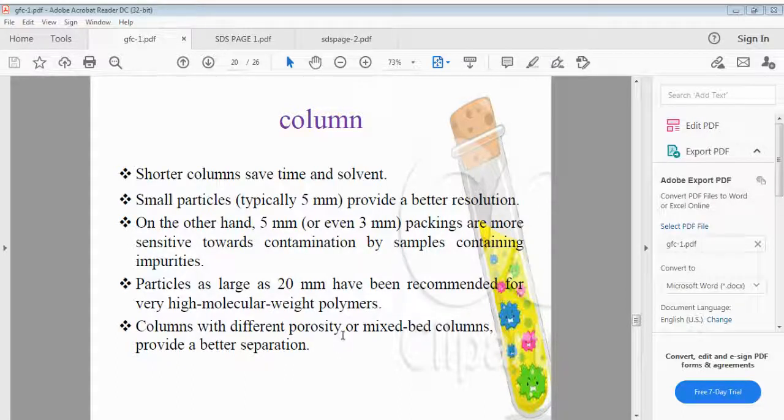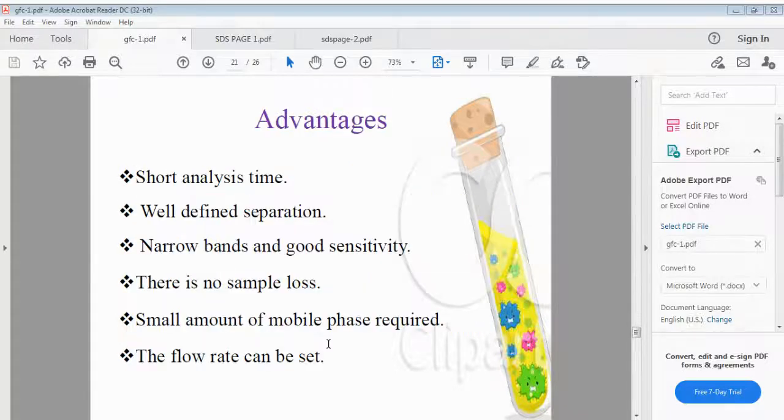Okay, similarly, columns with different porosity or mixed bed columns are also available, which will provide a better separation. Okay, so usually small column sizes are used. Okay, 5 mm or 20 mm columns.